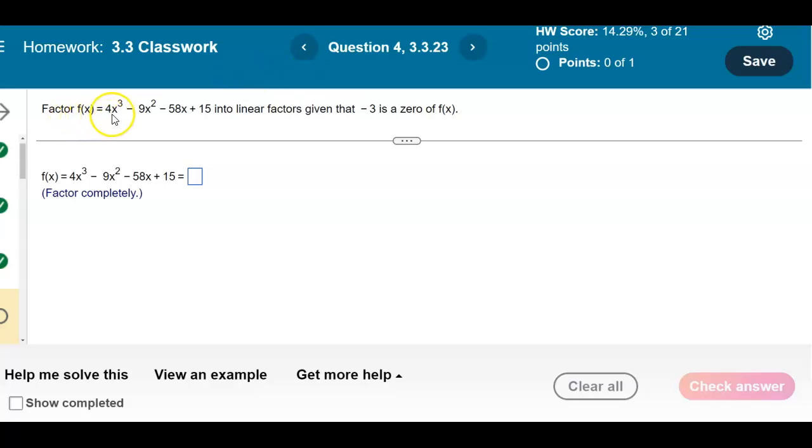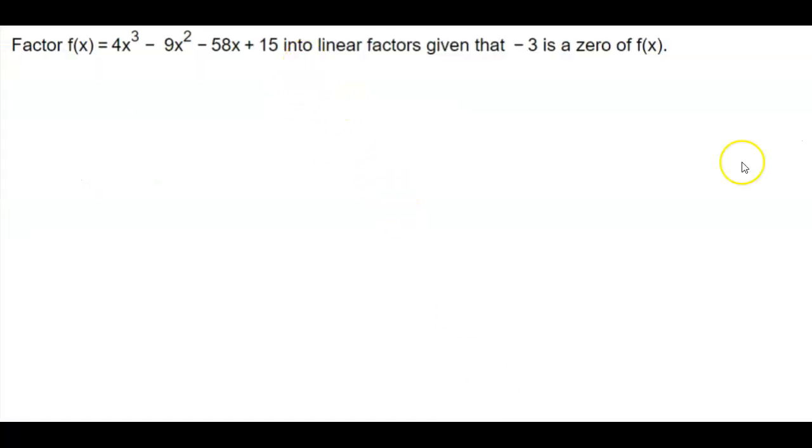Factor f of x equals 4x cubed minus 9x squared minus 58x plus 15 into linear factors, given that negative 3 is a zero of f of x. So it's telling us that we need to factor this completely. So let's take a look at this.